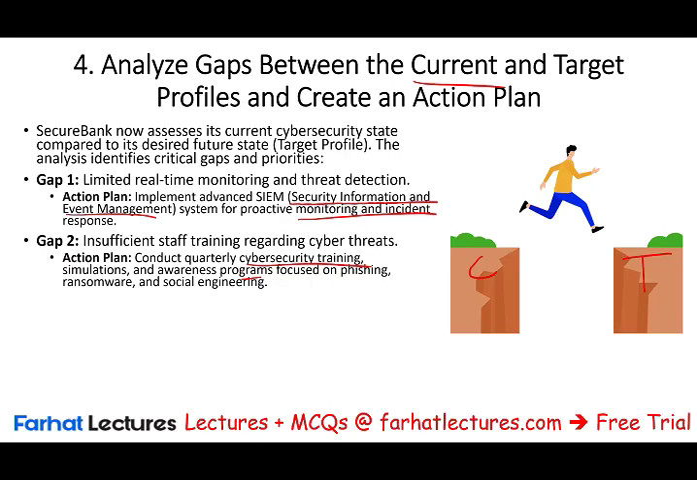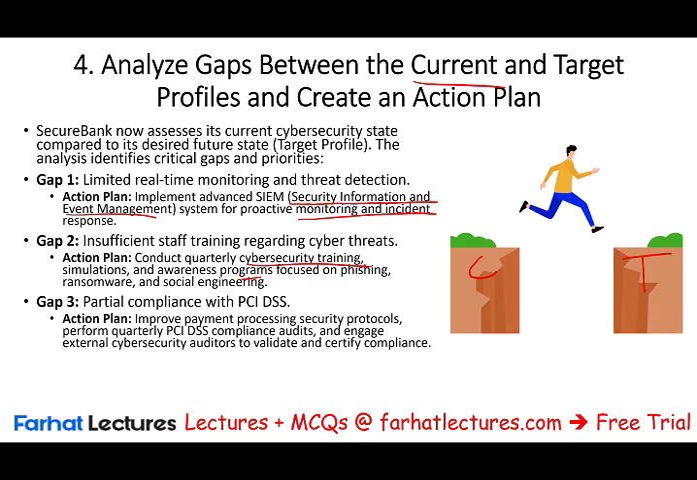And what was the third weakness? PCI DSS. We have partial compliance. Guess what? We need a plan to improve payment processing security protocols and conduct a compliance audit, engaging an external cybersecurity auditor to validate and certify compliance.